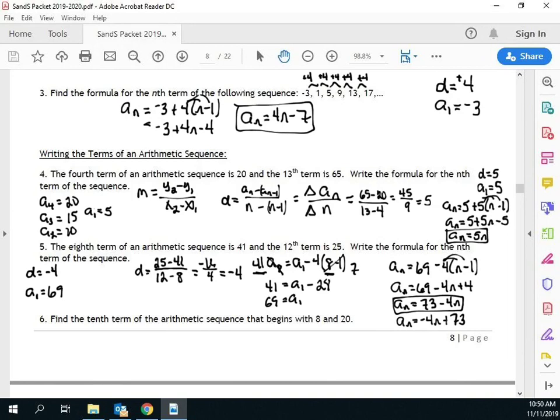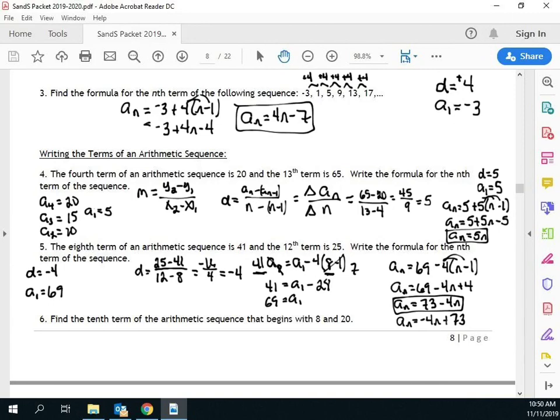There you go. And if you want, guys, this could be a quick check, which I would have probably done if I was wrong. I could easily say, okay, if I plug in 12 for n, I have a calculator in my hand. Negative 4 times 12 is negative 48, plus 73 is 25. I'm exactly right. You can check your work real easily.